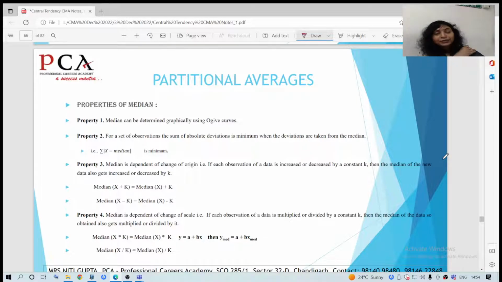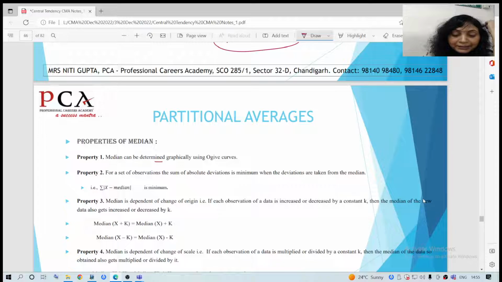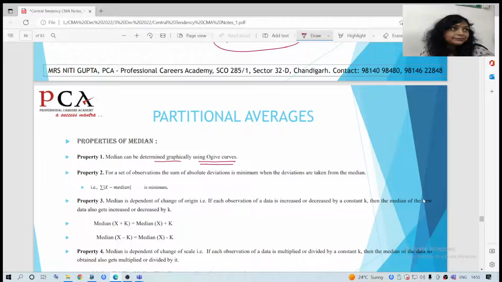You don't need to cram it. You just have to understand the basic concept behind the property. That's why I always give you examples on each property. Like the first property of median: median can be determined graphically using ogive curves.